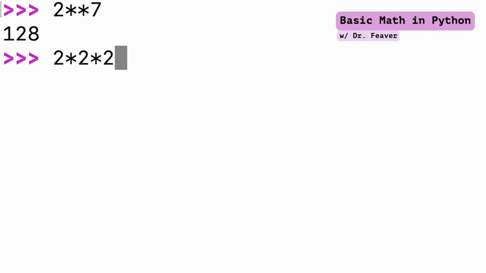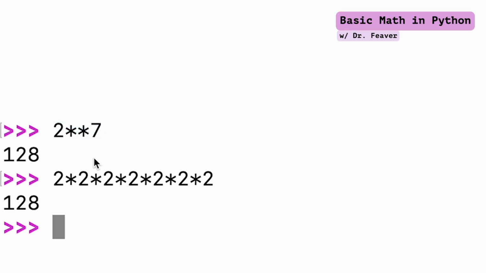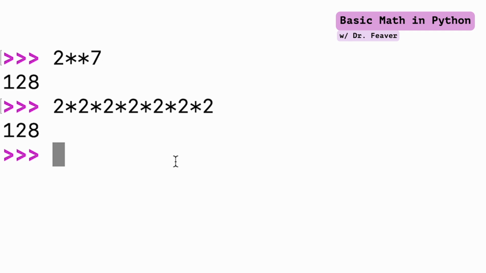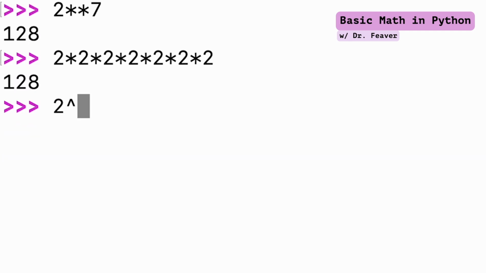Let's just move this back to the top of the screen. 2 to the 7th is 128, and that is the same as 2 times itself 7 times. 1, 2, 3, 4, 5, 6, 7. So you can see that this is indicating what we want an exponent to do, but it's an unusual way of writing it. Most people would naturally probably try something like 2 caret 7. This is kind of more standard if you're used to doing this on a calculator or other things.